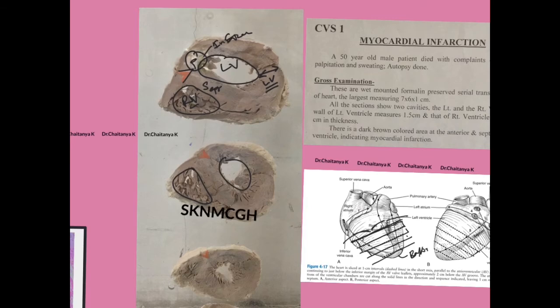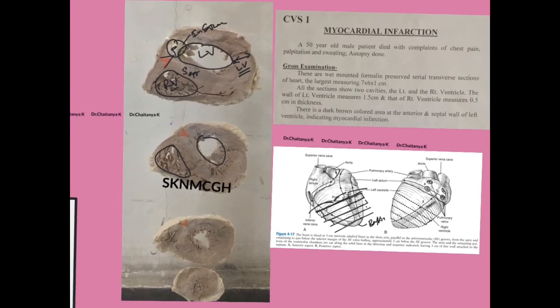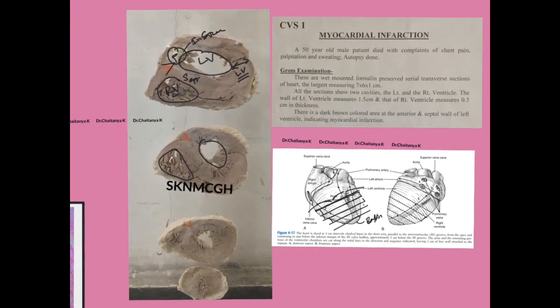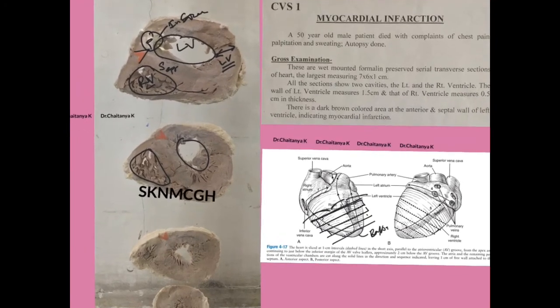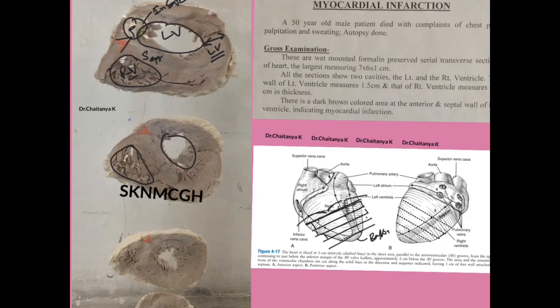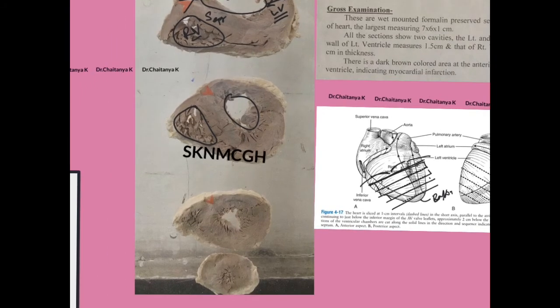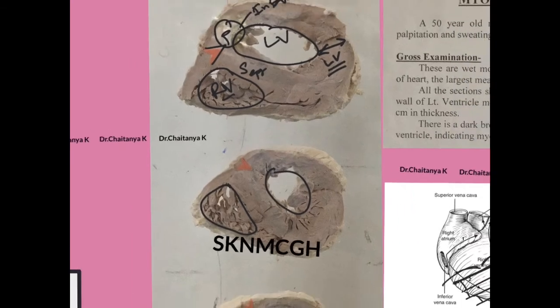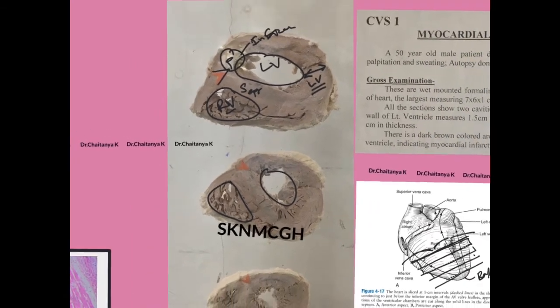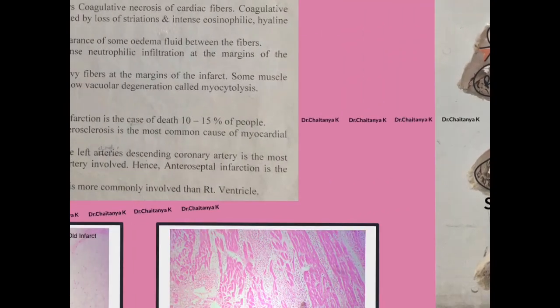So this is the gross specimen, mounted in formalin, a preserved specimen around 7 by 6 by 1 centimeter, showing the two cavities, left and right. The left ventricular wall thickness is more than the right ventricular wall, and it is showing a pale area which is infarcted. So this is the myocardial infarction specimen for you in the examination.